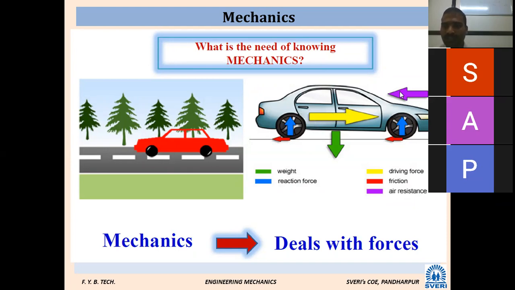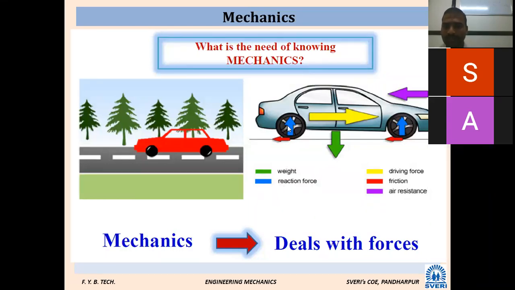This is the air resistance. See, here he has given green color for the weight of the body. This blue color is the normal reaction. This yellow color is the driving force, the body is moving in this direction. This blue is air resistance, and red color is friction. Clear?